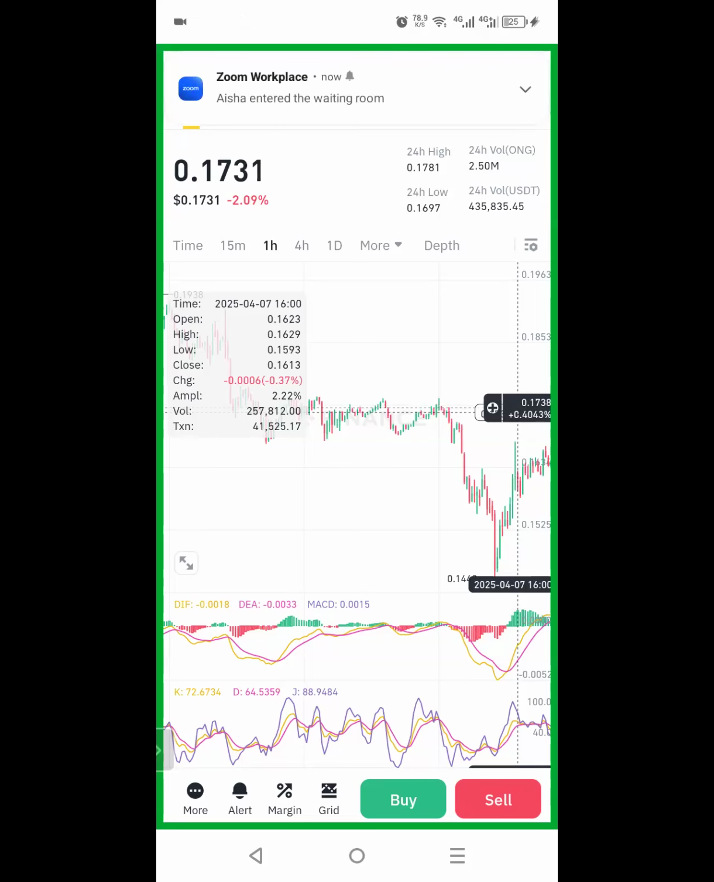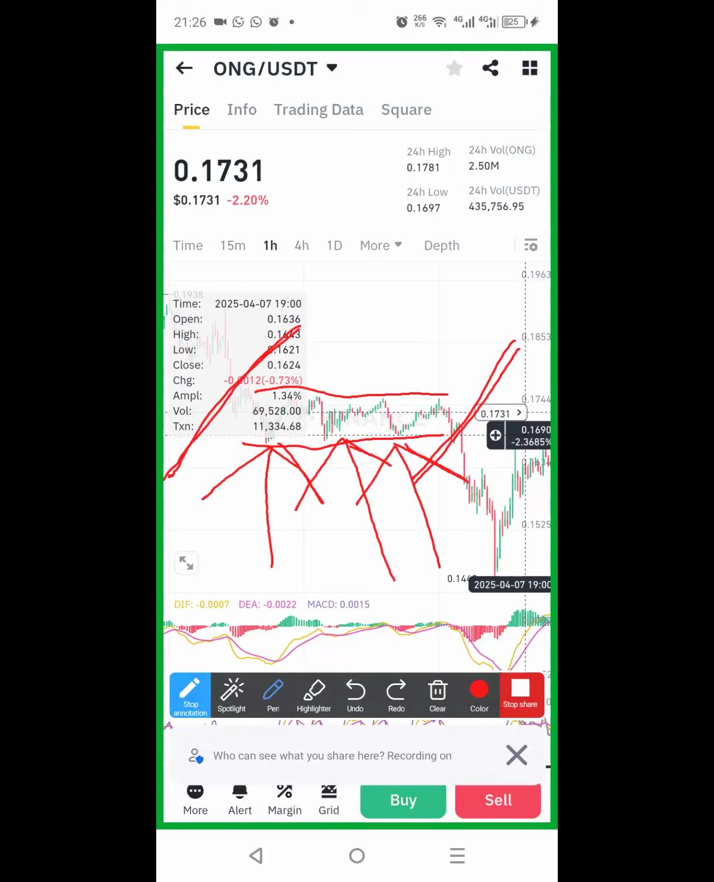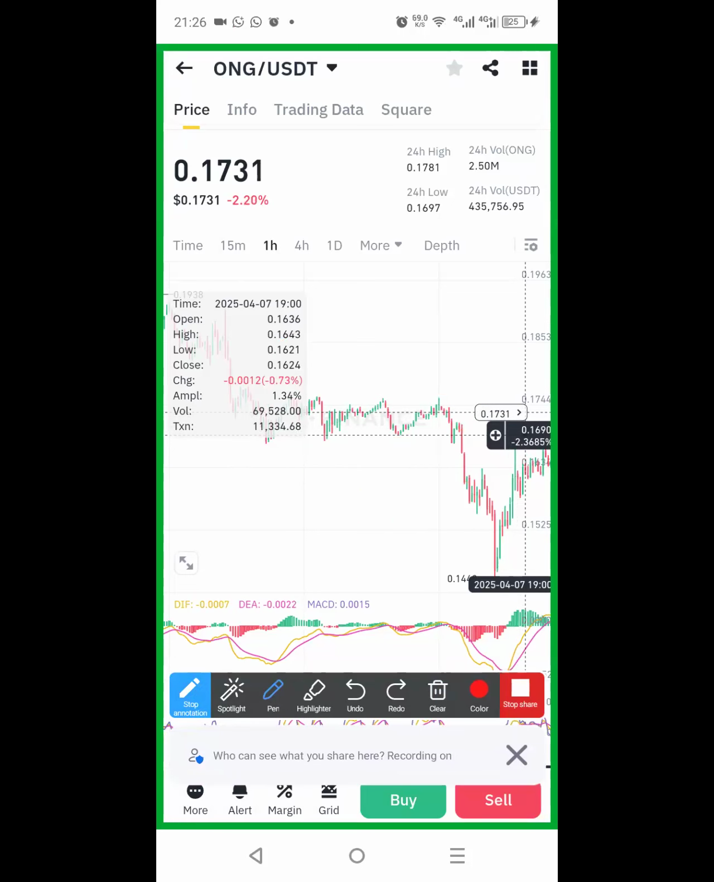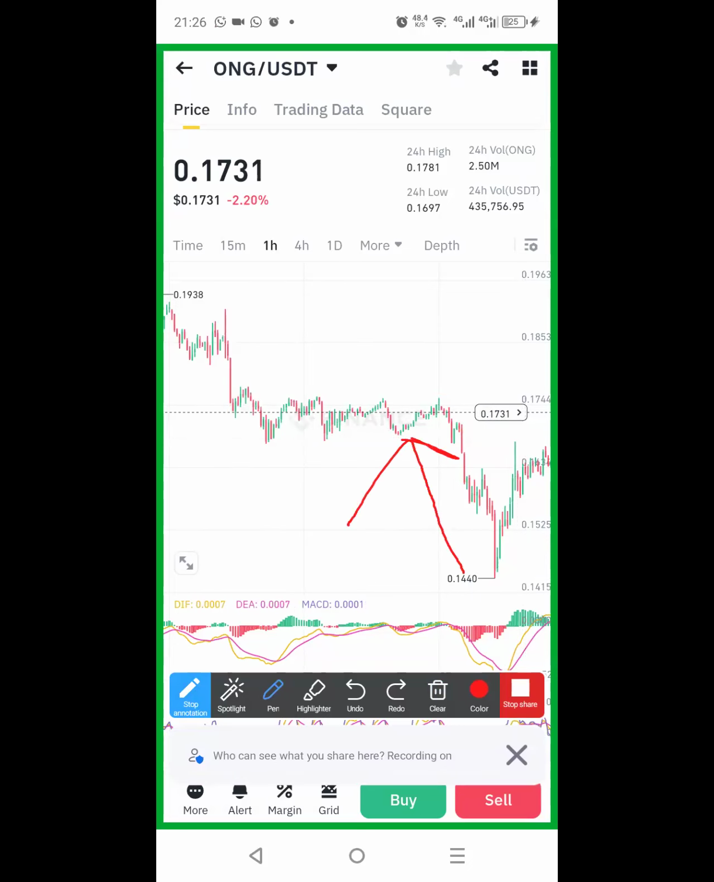So if I want to enter this trade at this bottom, let me mark it for us, the take profit I will set won't be more than 2%. If I set 2% here, I'm 90% sure that it will deliver within a few hours, within 2 hours.